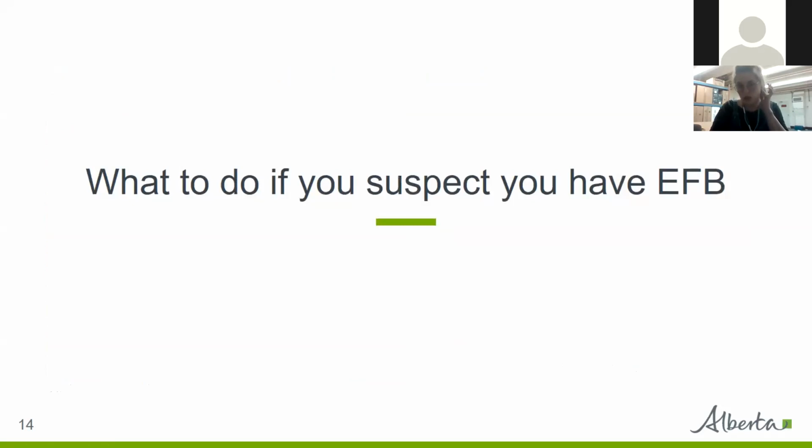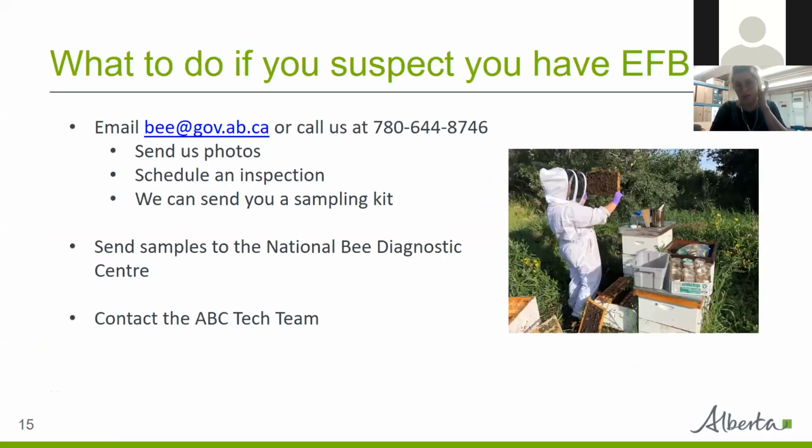So what do you do if you suspect that you have EFB? Well, the first thing is you can contact our office. So you can email b@gov.ab.ca. You can send us photos, and we can essentially see if you need an inspection. We can also send you out a sampling kit that we're trying to develop. It's in the process right now. You can also give us a call.